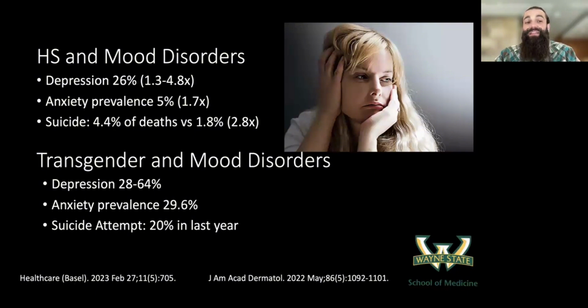So I alluded to this a little bit, that both HS and gender dysphoria can cause mood disorders. You can see both diseases actually have pretty similar rates of depression, anxiety, and very, very unfortunately, suicidality, which means completed suicide or suicide attempts. And that obviously is the worst outcome when it comes to mood disorders. If you think about it, if you are transgender and you have HS, you sort of have two risks for having mood disorders.